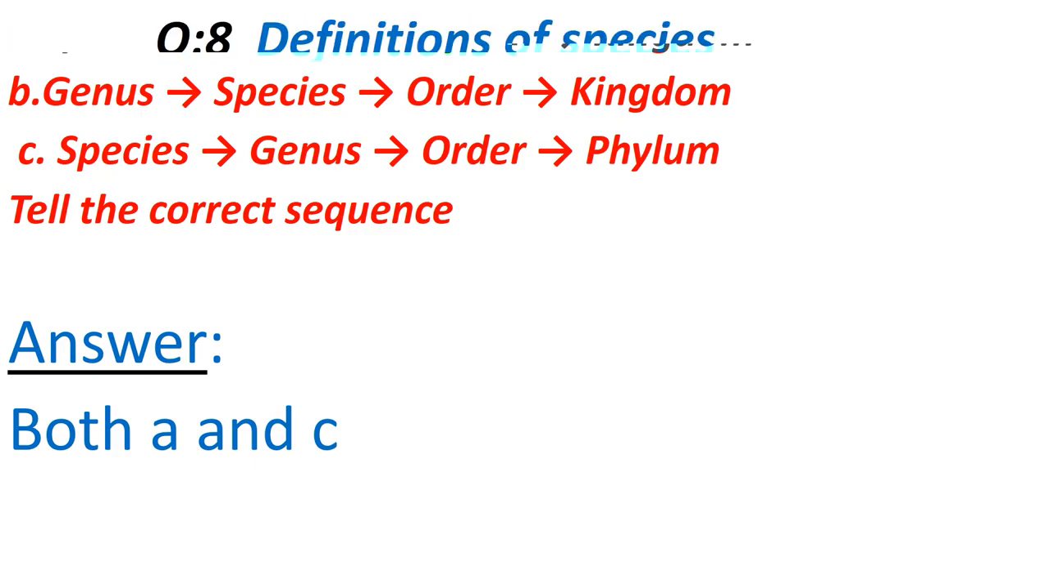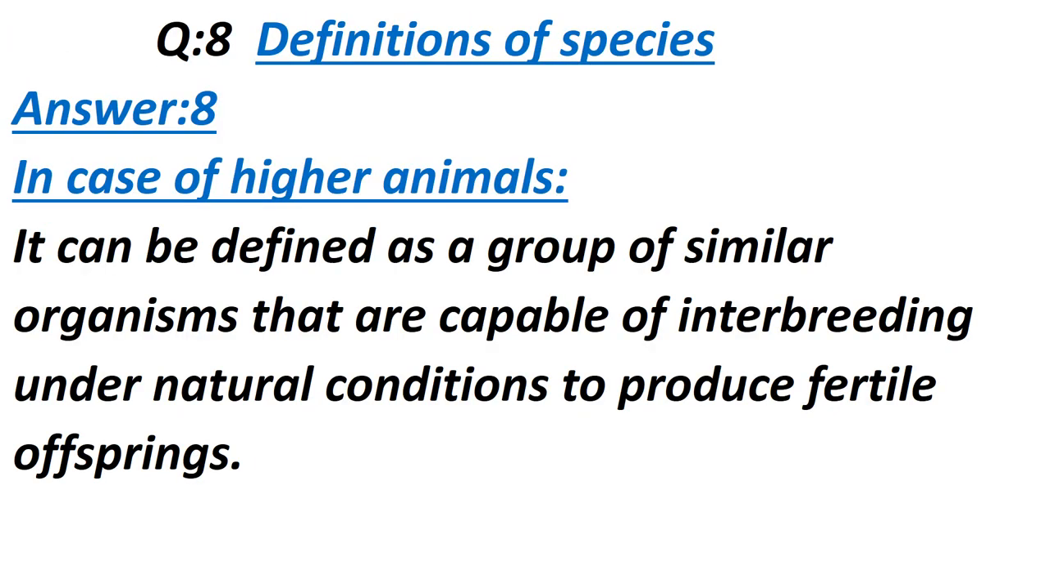Question number 8 is, define species in case of higher animals and in case of bacteria. So here you need to give two different definitions for the species in case of higher animals and in case of bacteria. Let's start with the definition of species in case of higher animals. The species definition becomes different for bacteria, and I will tell you the reason why. So let's see first the higher animals.